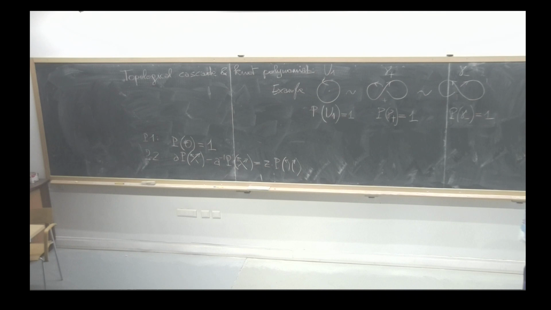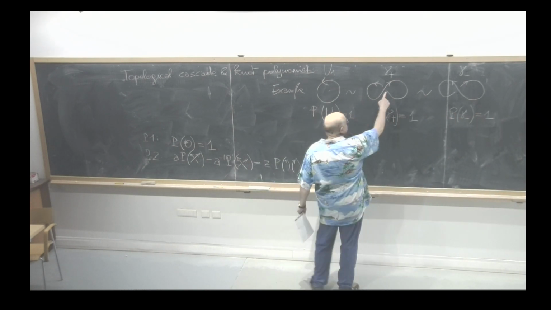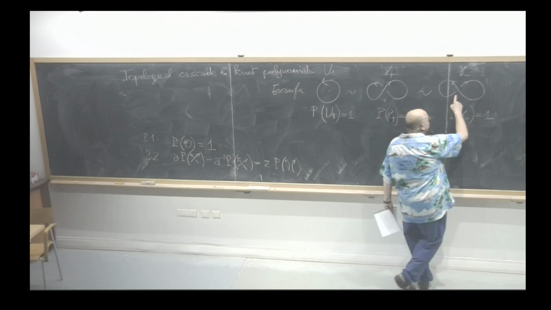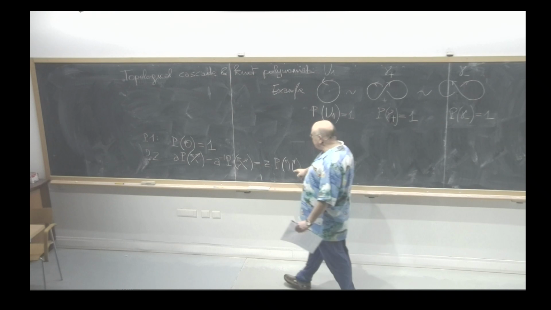And now I consider the smoothing of the crossing. I have an apparent crossing here, the other apparent crossing here, and the smoothing. And the smoothing will be just this. Let me call this U2, to say that these are two unlinked unknot circles. And I want to find out the polynomial of U2, but I don't know it. So it should come from this second relation.